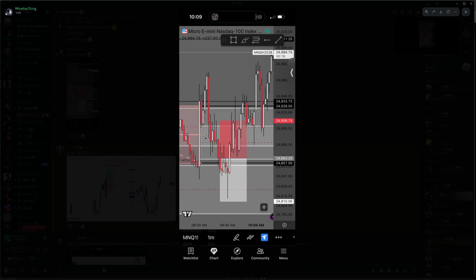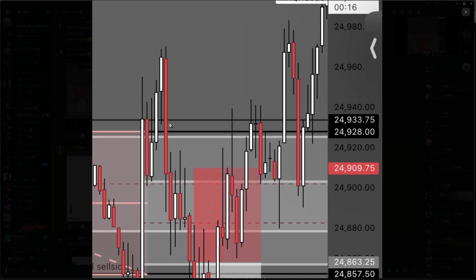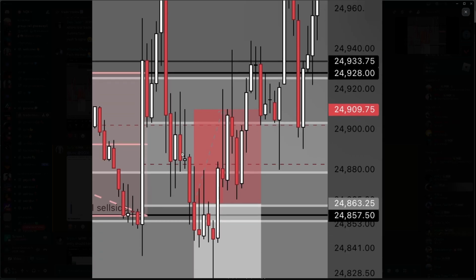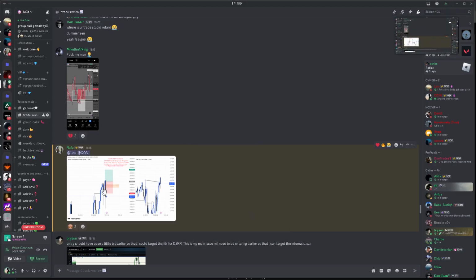Because Rafa tells me you trade IFVGs. So you're waiting for this full candle to get inverse. When you don't realise, we've got external, minute resoup, displacement, rebalance, displacement. Entries here, stops here, TP here. You're targeting fucking hopes and dreams.